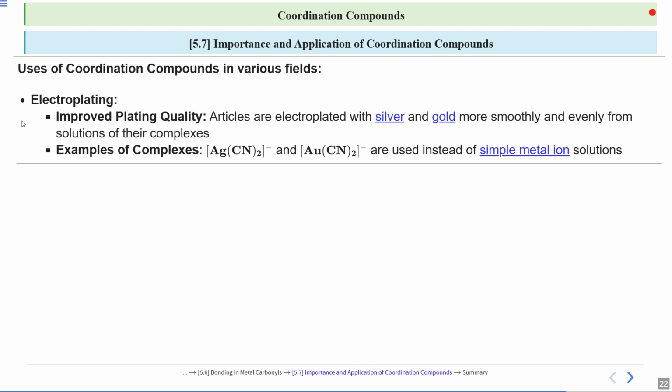So in the field of electroplating also, we use these complexes of silver and gold instead of simple metal ion solutions for plating, which improves the quality.